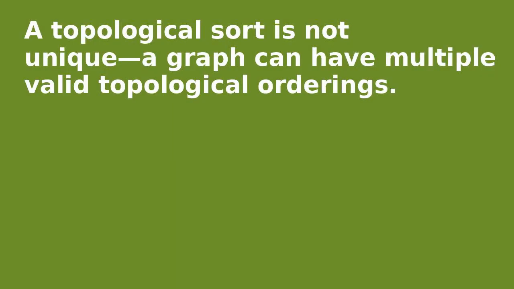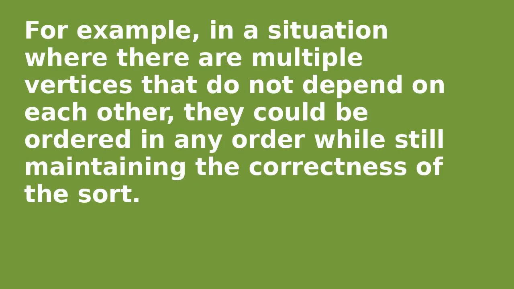A topological sort is not unique. A graph can have multiple valid topological orderings. For example, in a situation where there are multiple vertices that do not depend on each other, they could be ordered in any order while still maintaining the correctness of the sort.